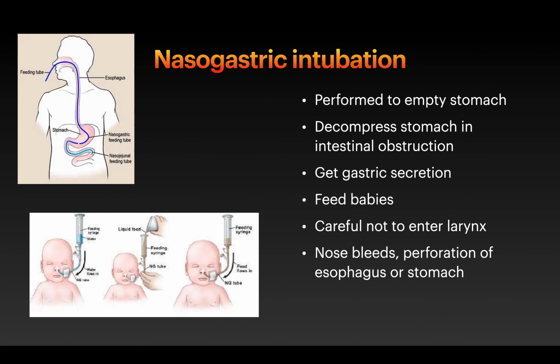So, nasogastric intubation is really performed to empty the stomach in adults in order to decompress it during intestinal obstruction, or to get gastric secretion samples. In babies, it's used to feed usually premature babies, and you have to be very careful not to enter the larynx because you can perforate it. Nosebleeds and perforation of the stomach or the esophagus is unfortunately kind of common.